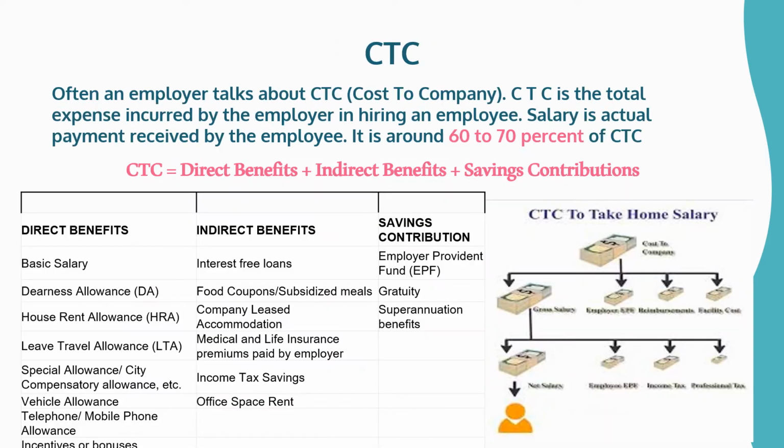Often an employer talks about CTC, cost to company. CTC is the total expense incurred by the employer in hiring an employee. Salary is the actual payment received by the employee. It is around 60 to 70% of CTC.